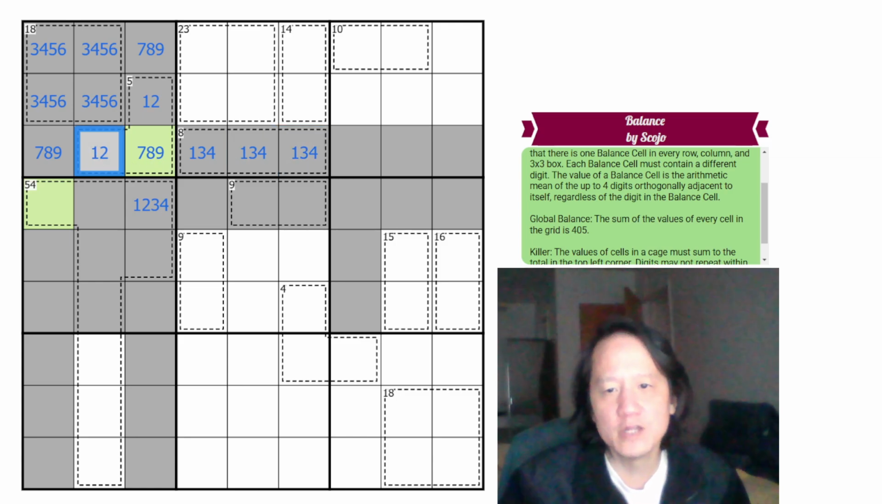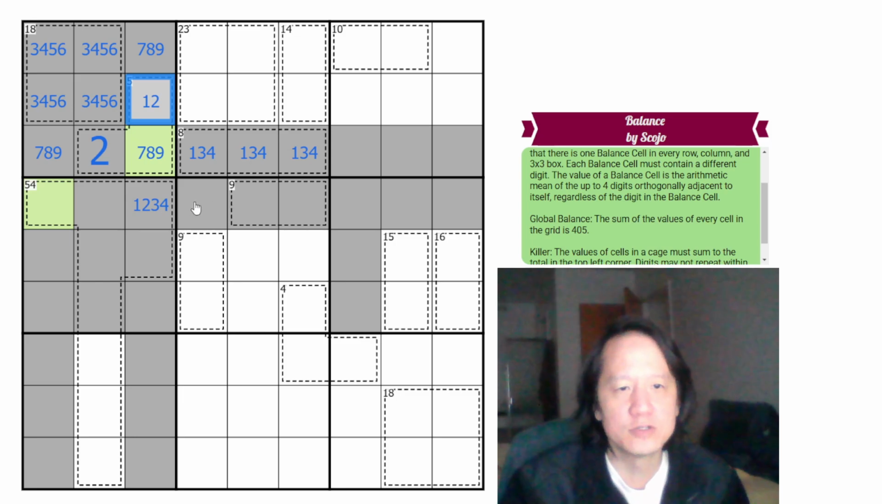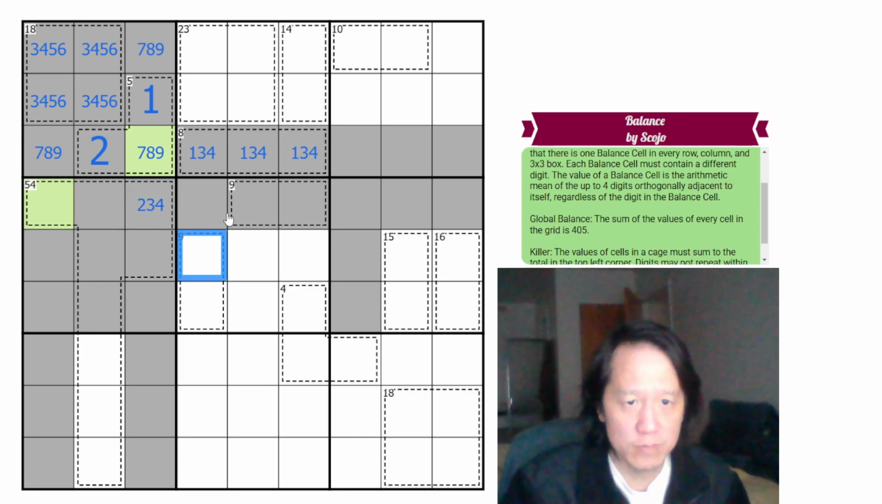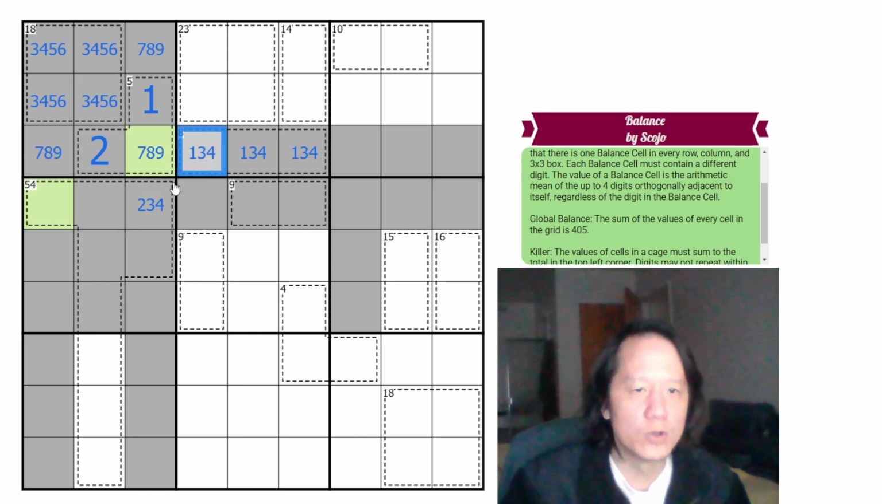This can't be 1 then, so that makes that a 2. This can't be 2, so this is 1. So this can't be 1. So these 2 digits add up to 5. So it's either 1, 4, or it's 2, 3. And so this can't be 3 because that would have to be 2 otherwise. This can't be 4 because that would have to be 1 otherwise. So this is 2 or 4.